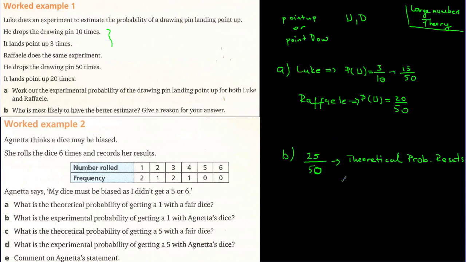As you see, 20 over 50 is closer to 25 over 50 than 15 over 50, which means Rafael's experiment with a large number is closer to the theoretical probability. So I'm going to put a tick here, and I'm going to give the answer with respect to that. Okay, we are going to continue with the other exercises in the class.